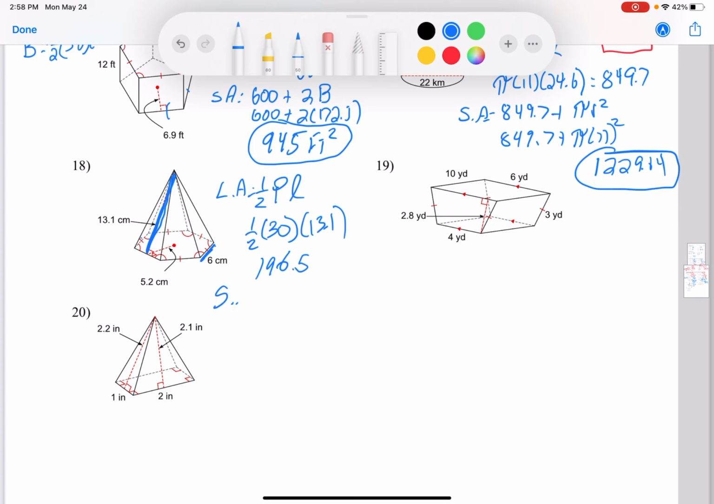So the surface area of this is going to be that, which was 196.5, plus the area of the base. So the area of the base is 1/2 the perimeter, which we said was 30, times the apothem, which is 5.2. So we got 196.5 plus 1/2 of 30 times 5.2. You get 274.5 centimeters squared.